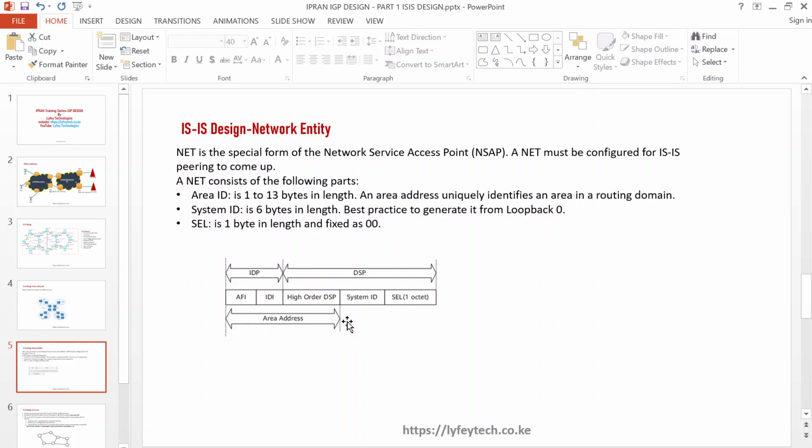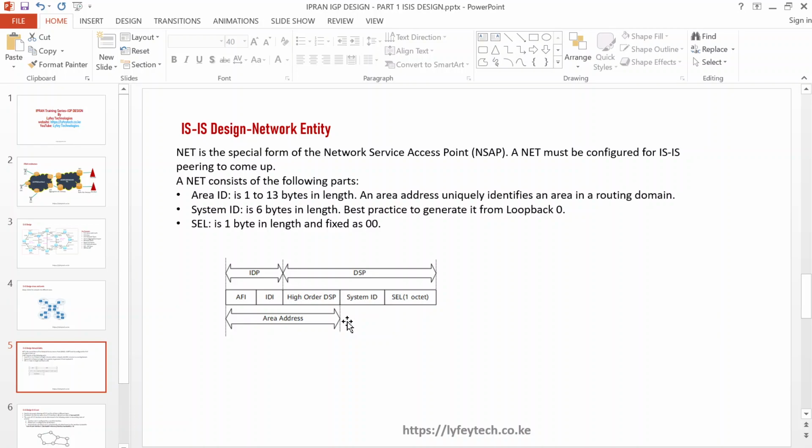So a network entity consists of 3 parts. We have the area ID. This one is similar to the area in the OSPF, where you have like the area 0, area 1. So you need to define the area ID. And this one is 1 to 13 bytes in length, and it uniquely identifies an area in a routing domain. So you need to have a unique value, and this one will be the area ID.